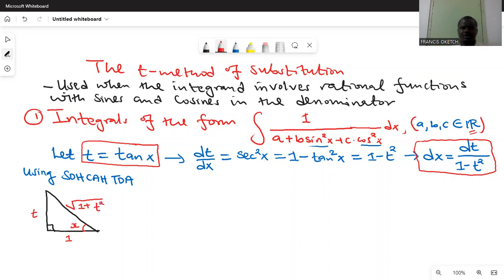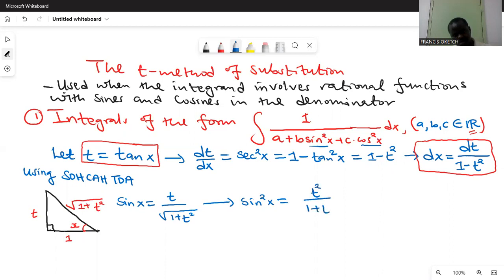So from this triangle, it is now easy to know sine x and cos x. So sine x from our triangle will give us opposite over hypotenuse. Our opposite is t. Hypotenuse is the square root of 1 plus t squared. So when you square both sides, you get sine squared x being equal to t squared over 1 plus t squared.